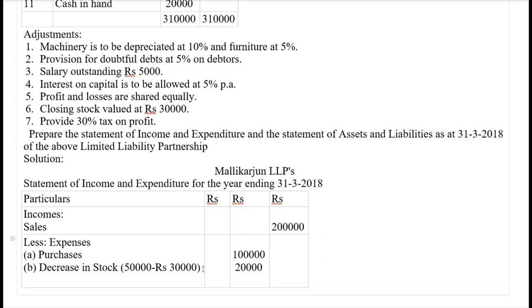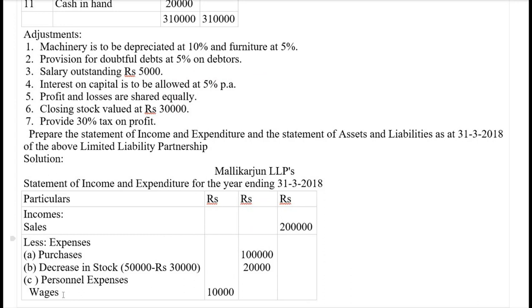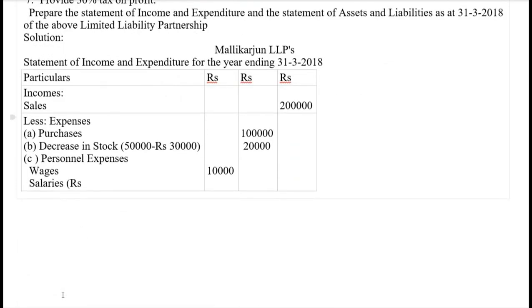Then the next one here, personnel expenses. So here we have got wages, that is given as rupees 10,000. Then after that we have got one more here, salaries. So here there is an outstanding salary. So salaries actually paid are rupees 10,000 plus outstanding rupees 5,000. So total salary will be rupees 15,000, which shall be taken to here 25,000.